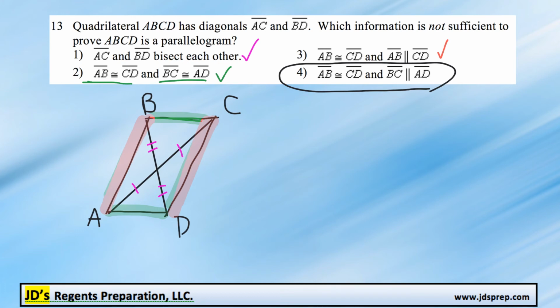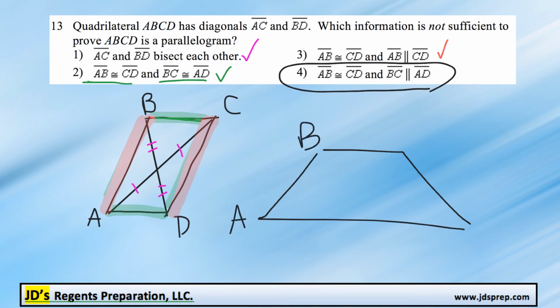A visual example would be a trapezoid, like this. So this is AB and CD. So you can see that it's possible for those to be congruent, the same length, these two lines. And BC and AD are parallel. So it does fit that description, but clearly this is not a parallelogram, right?